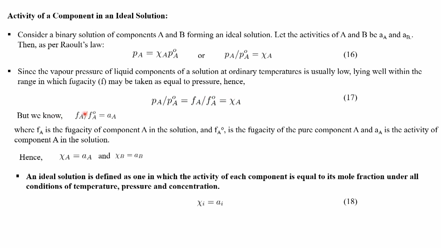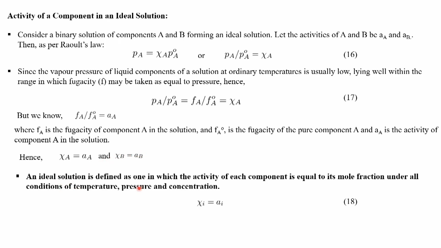But we know that this ratio of fugacities, FA by FA naught, is AA, where FA is the fugacity of component A in the solution and FA naught is the fugacity of the pure component A. So AA is the activity of component A in the solution. So we write FA by FA naught is AA. If we compare this and this, we get XA is equal to AA, and similarly XB will be AB.